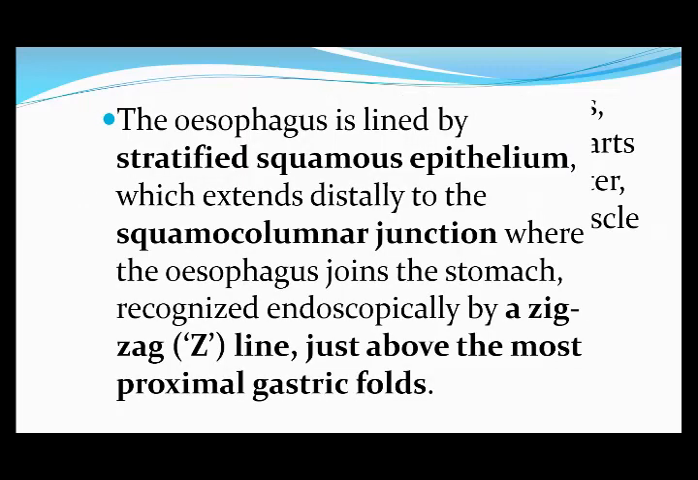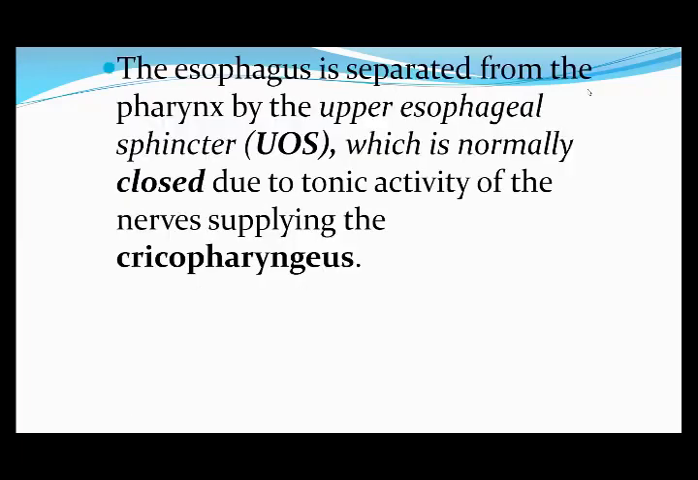The esophagus is lined by a stratified squamous epithelium which extends distally to the squamocolumnar junction. The esophagus is separated from the pharynx by the upper esophageal sphincter, which is normally closed due to the tonic activity of the cricopharyngeus muscle.